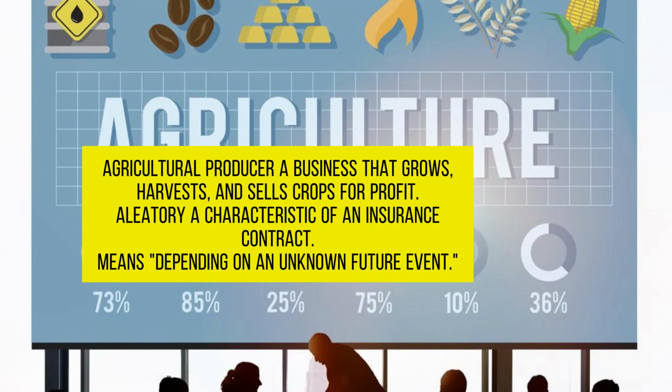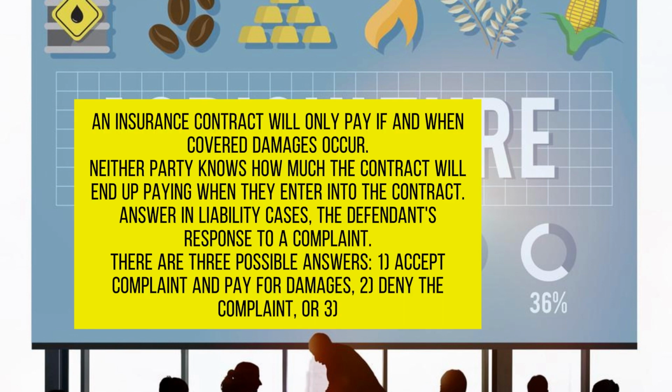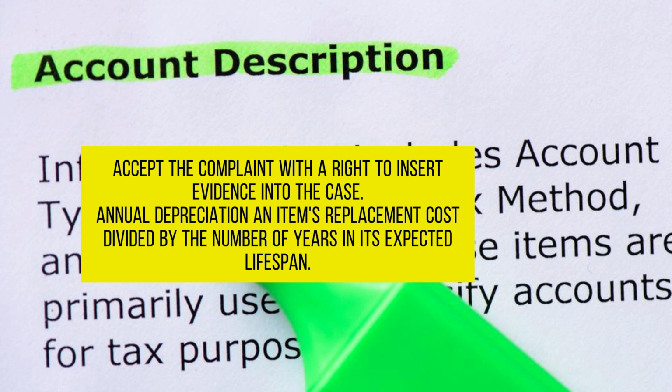Agricultural producer: a business that grows, harvests, and sells crops for profit. Aleatory: characteristic of an insurance contract, means depending on an unknown future event. Answer: the response to the complaint, with a right to insert evidence into the case. Annual depreciation: an item's replacement cost divided by the number of years in its expected lifespan.